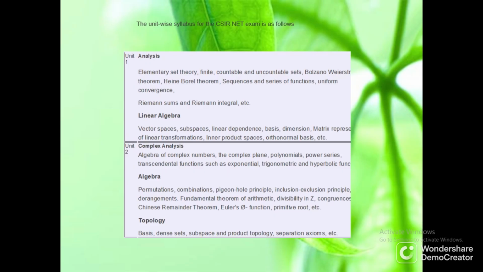The detailed syllabus of complex analysis covers algebra of complex numbers, the complex plane, polynomials, power series, some tangential functions, exponential, trigonometric, and hyperbolic functions. Algebra has many topics, mainly integers, divisibility, fundamental theorem of arithmetic, congruence operation, Chinese remainder theorem, Euler function, and so this is the classical algebra.